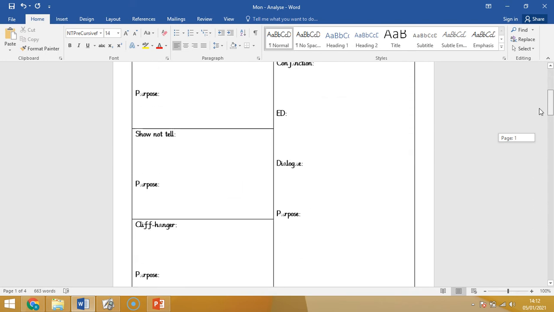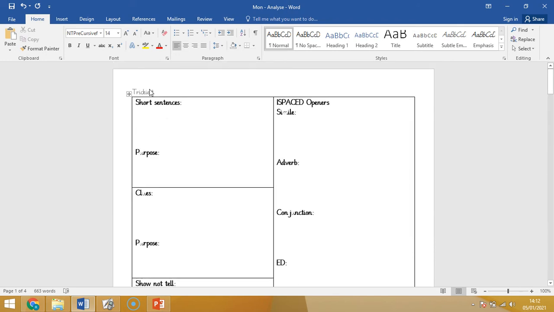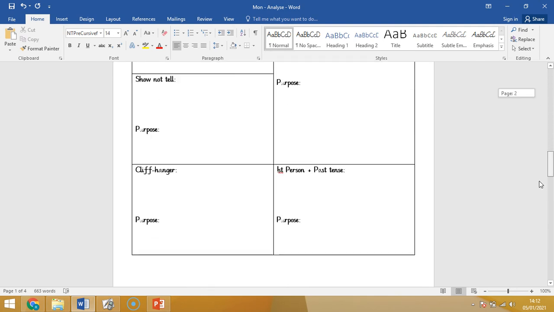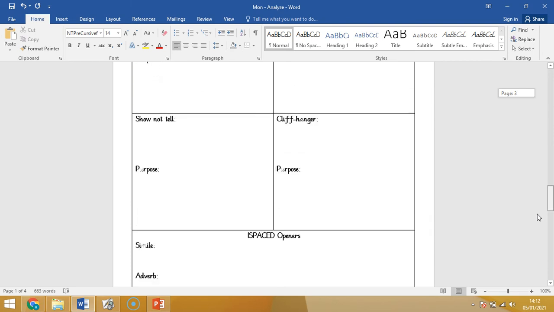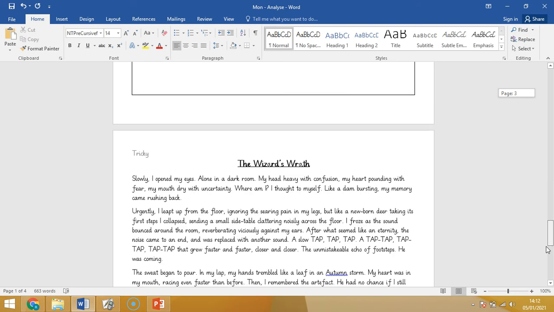Just before I get started, there are 3 sheets. You don't have to do all of them. You can see at the top of each one there is a qualifier. So this one is the trickiest, meaning it's the hardest. The next one is trickier, so it's the middle, and the tricky one is the easiest. I'll let you choose which one you think is appropriate for you.